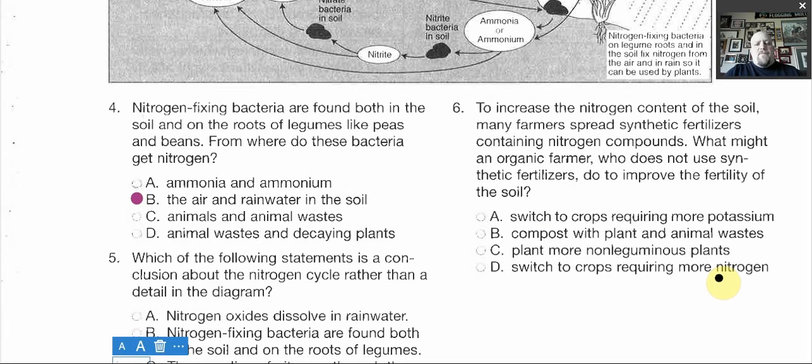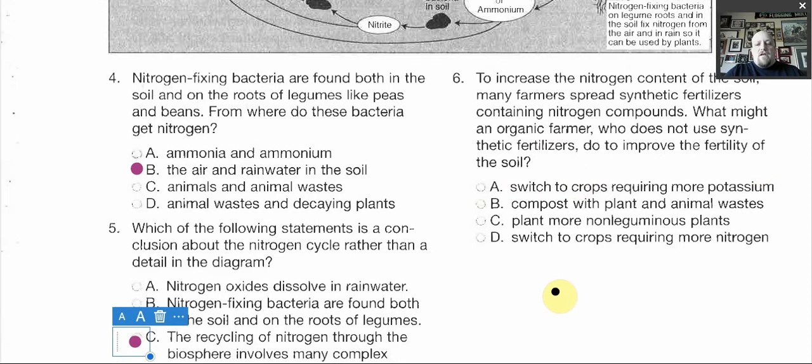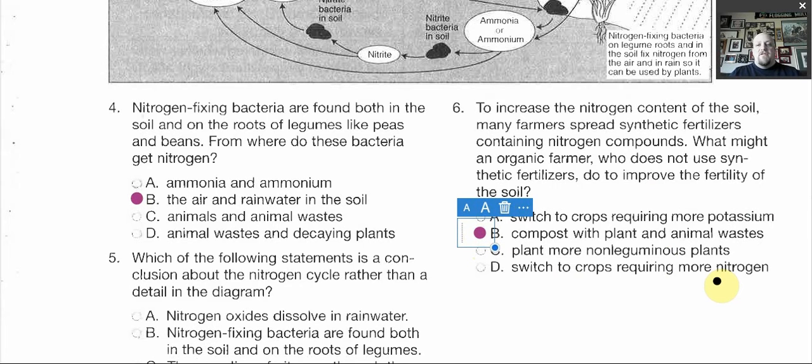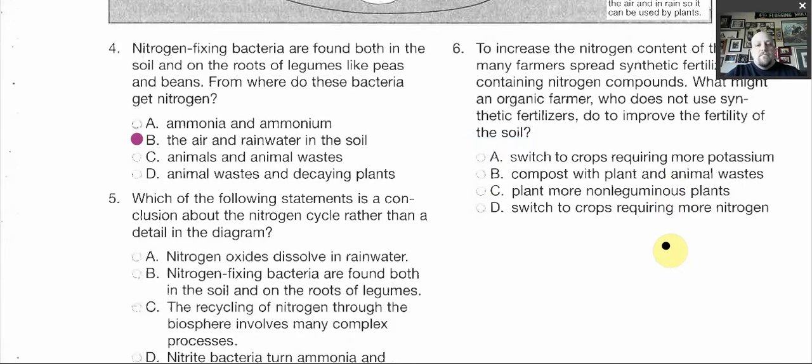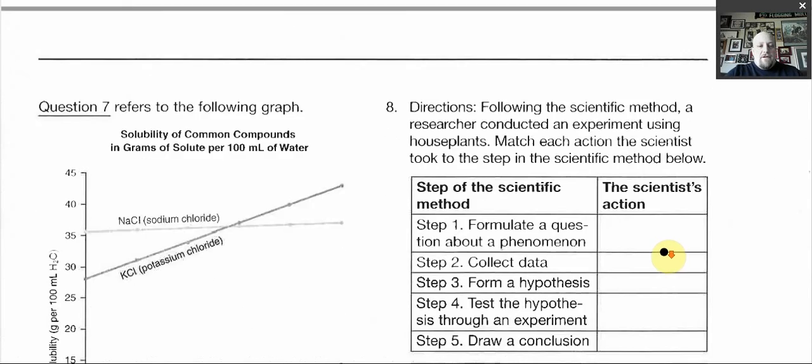To increase the nitrogen content of the soil, many farmers spread synthetic fertilizers. So they want to improve the fertility of the soil. You don't want crops requiring more nitrogen. That's what you're trying to get to make the crops grow. So the only one that really makes sense is compost with plant and animal waste. Composting breaks down, and it's usually natural, organic items that you use to help your plants and whatever grow.